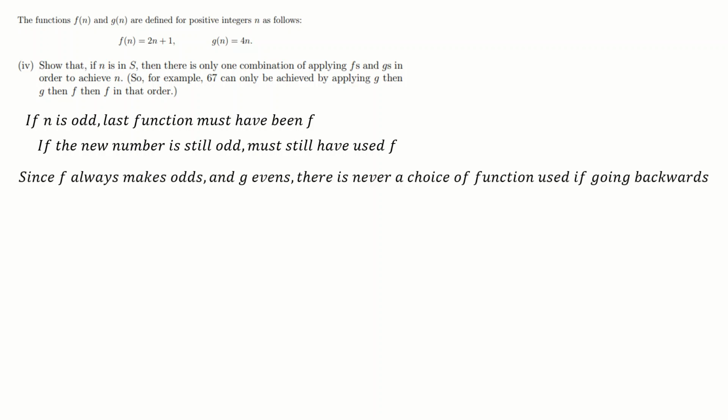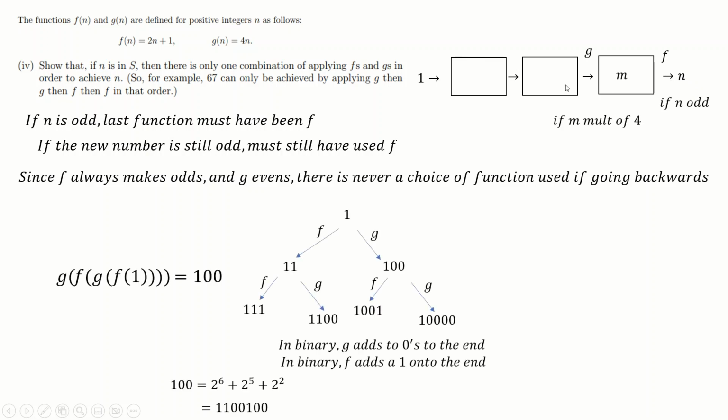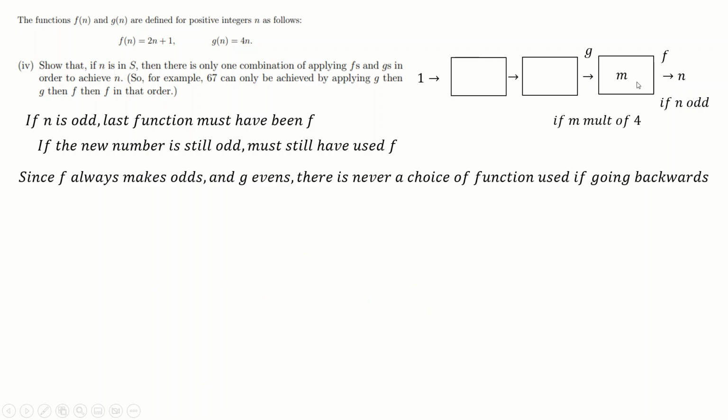But in either case, if you work backwards, you realize there's only one chain that's possible, because this function only gives you odds, and this one only gives you evens. So if you think about this as a function machine, but instead of going forwards, just go backwards, you only have one choice for what function you use, depending on whether this is odd or even. Right? So there's no choice anywhere here. You must, if you work backwards, end up with a single sequence, which you then apply the other way around and you get the single sequence forwards.